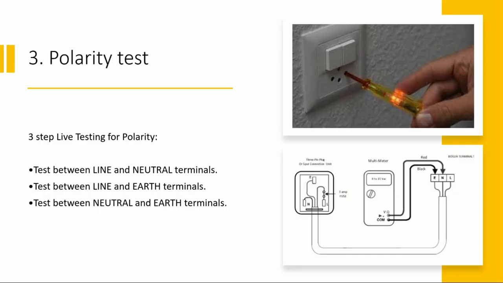Polarity test. There are 3 steps of live testing for polarity. Point number 1, test between line and neutral terminals. Point number 2, test between line and earth terminals. Point number 3, test between neutral and earth terminals.